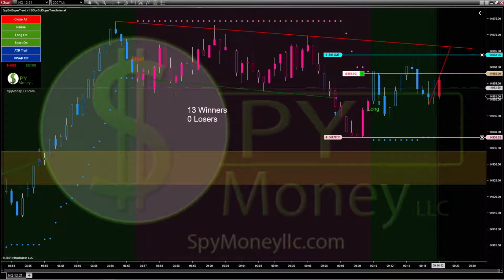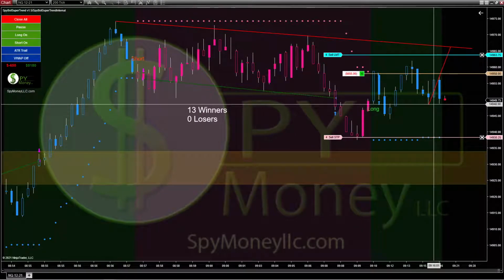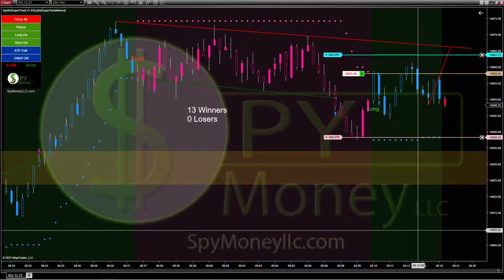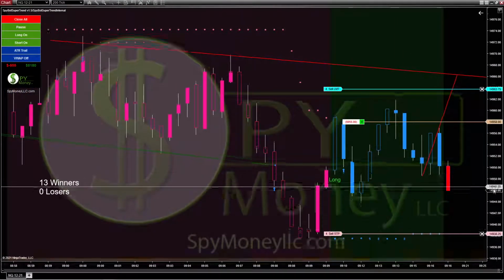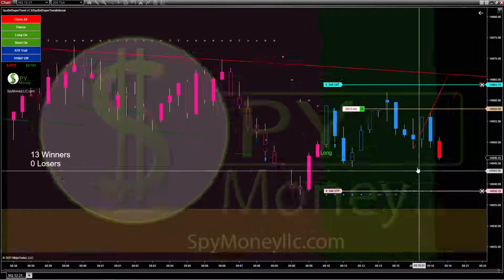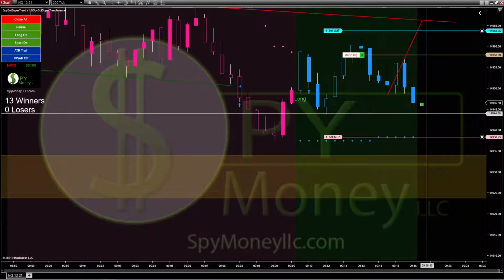Not looking good here. It's just hanging out. We need a good little push here. We got a bunch of triple bottoms down here. We broke through it. It's not looking good. Not looking good, guys. We may have us a loser here. We get below this line here, I'd say it's probably going to lose.